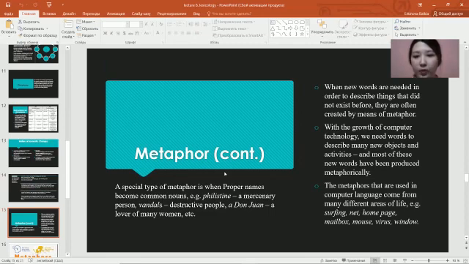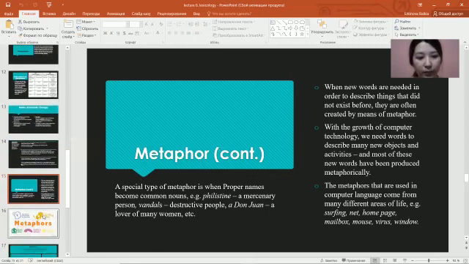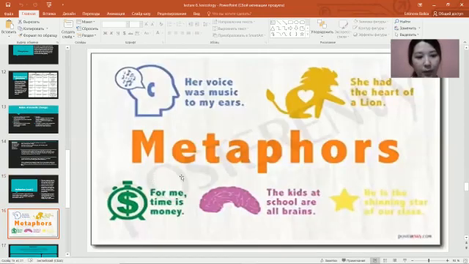We need them to describe the words with the growth of computer technology, and the metaphors that are used in computer language come from many different areas of life. For example, surfing, net, homepage, mailbox, mouse, virus, window. And here are some examples of metaphors.